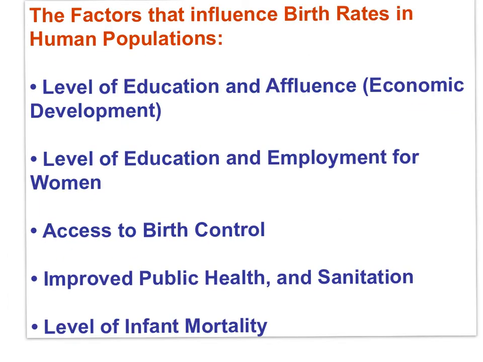Here are the first 5 factors that influence human birth rates and thus human population growth rates: level of education and affluence, level of education and employment for women, access to birth control, improved public health and sanitation, and level of infant mortality. Let's look at each of these just a bit more closely.